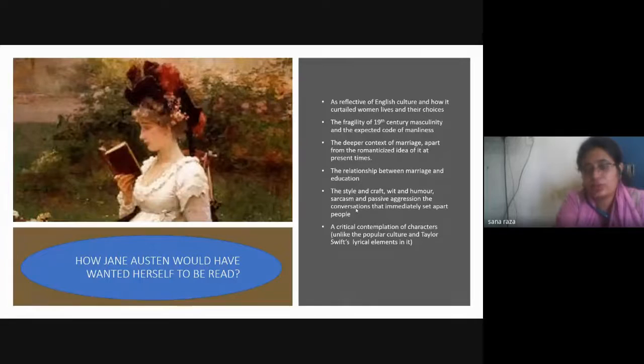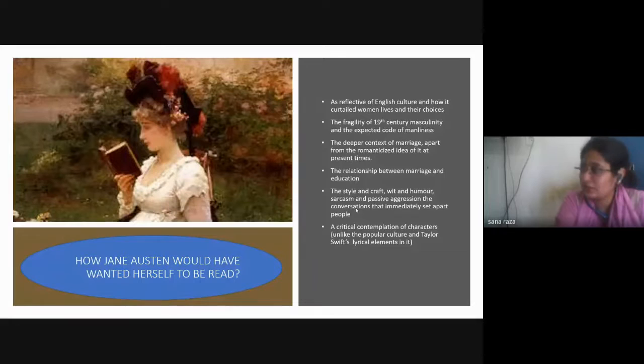The deeper context of marriage, apart from the romanticized idea that it presents, the relationship between marriage and education, the style and craft, wit and humor, sarcasm and passive aggression, the conversations that immediately set apart people. So conversations are really integral to the plot of Jane Austen. In fact, you will notice the chapters move ahead as people start to converse and gossip and comment on an incident that has happened in the last chapter.